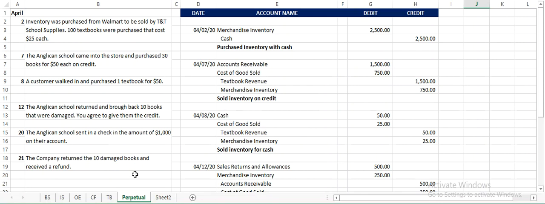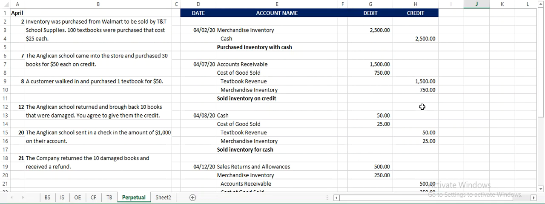We're going to go through the periodic system using the exact same example we have. I left the answers from the perpetual system there, and we're just going to make some adjustments based on what would happen with the periodic system versus the perpetual system. So just keep your eyes on these journal entries because they are about to change. April 2nd, let's start with that.